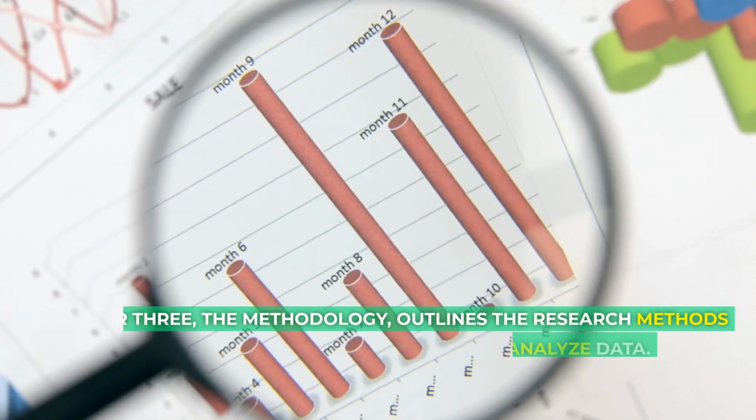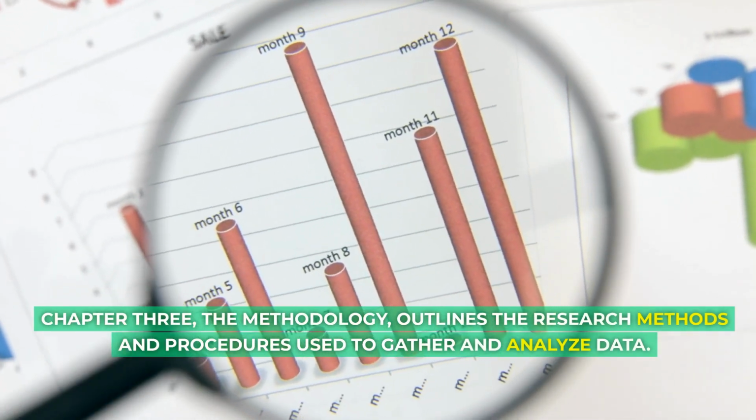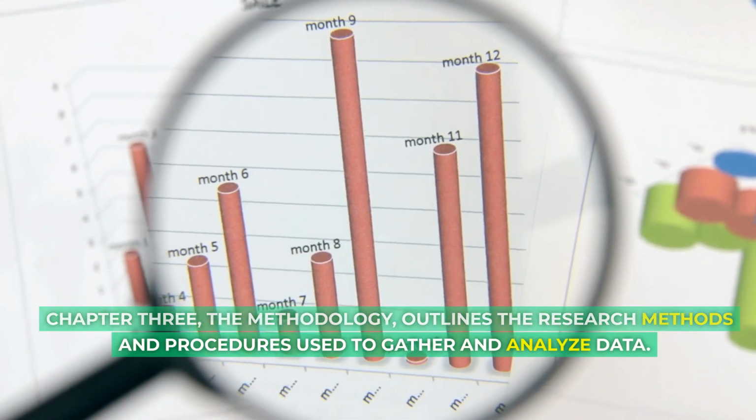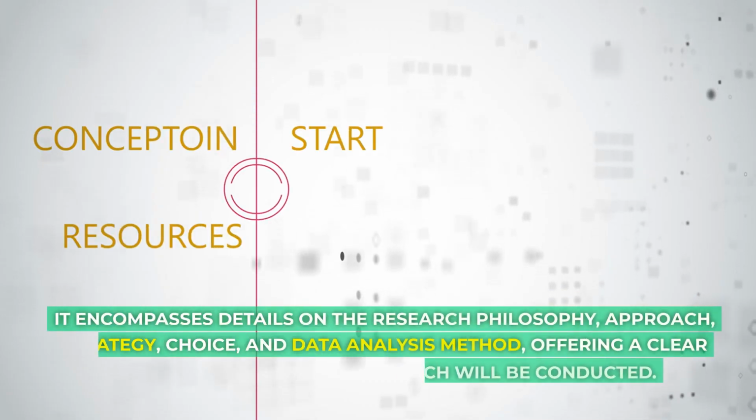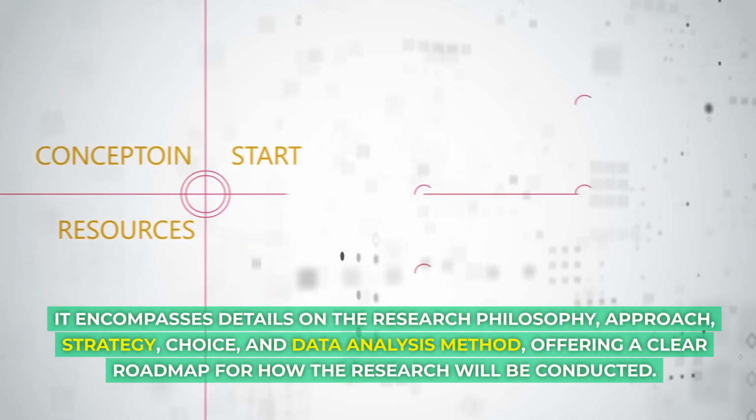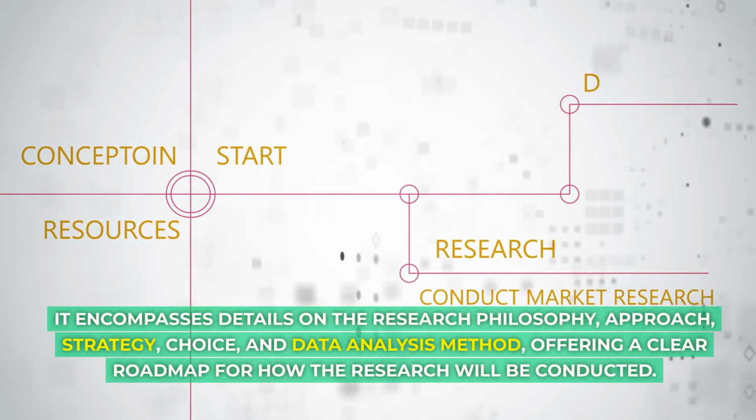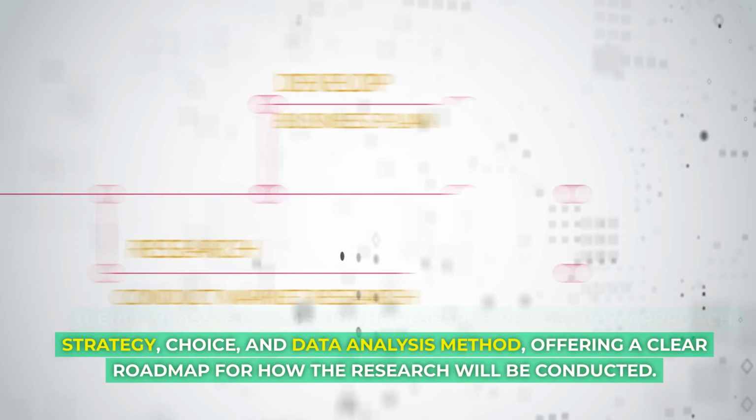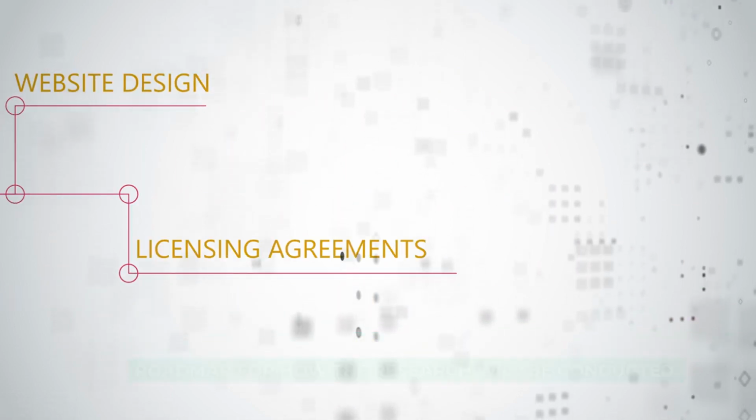Chapter 3, Methodology. Chapter 3, the Methodology, outlines the research methods and procedures used to gather and analyze data. It encompasses details on the research philosophy, approach, strategy, choice, and data analysis method, offering a clear roadmap for how the research will be conducted.